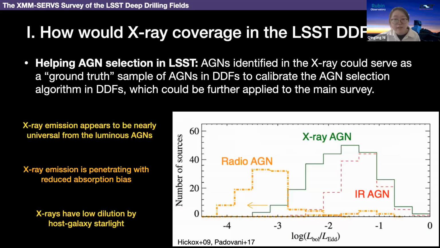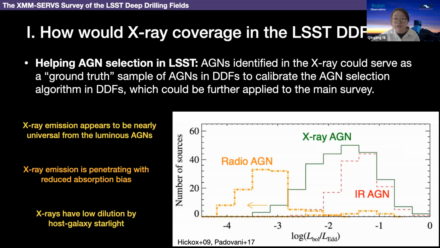So how would X-ray coverage in these LSST deep drilling fields help LSST AGN science? As we heard in the talk this morning, the most important thing is that it could help AGN selection in LSST. AGNs identified in the X-ray could serve as a ground truth sample of AGNs in deep drilling fields to calibrate the LSST selection algorithm via color, variability, etc. And after calibrating in the deep drilling fields, we could further apply it to the main survey.